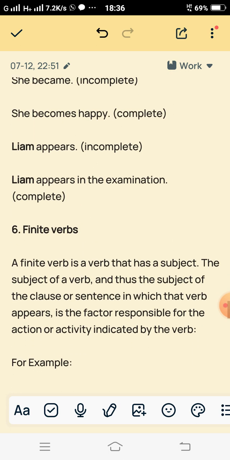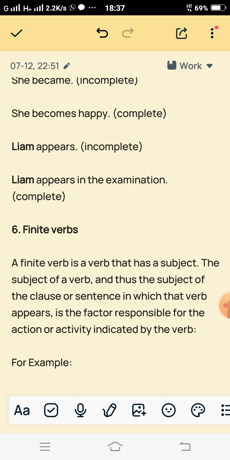So, finite verbs. What is a finite verb? A finite verb is a verb that has a subject. The subject of a verb, and thus the subject of the clause or sentence in which that verb appears, is the factor responsible for the action or activity indicated by the verb.